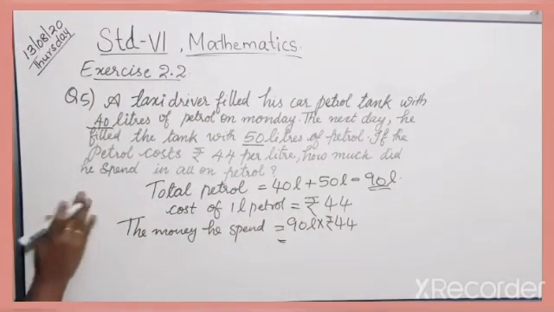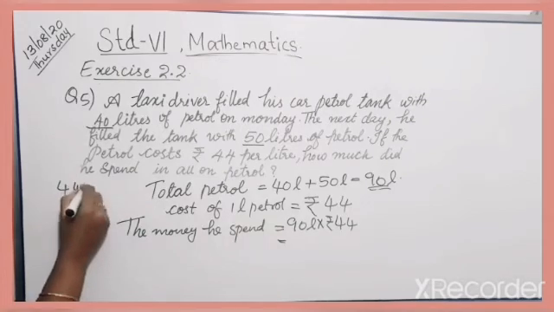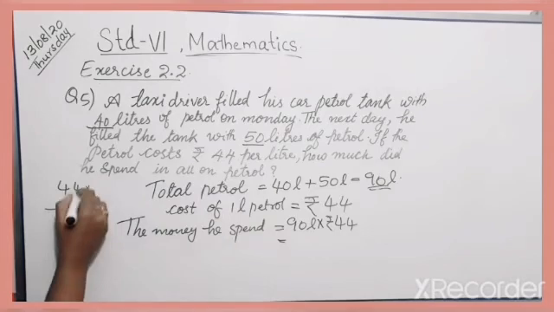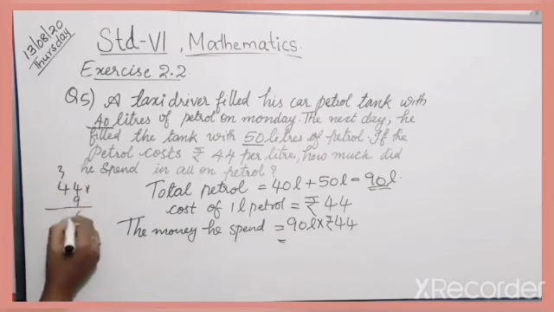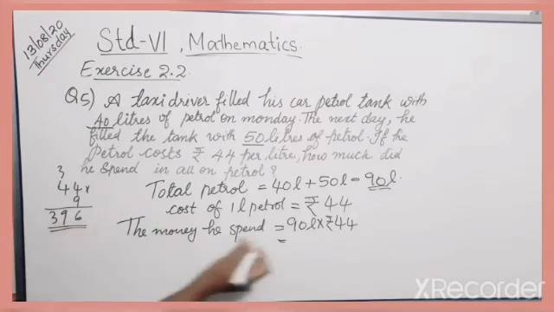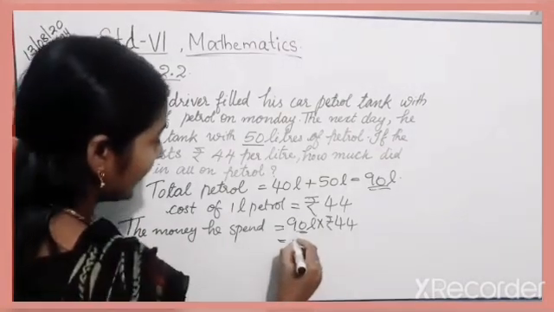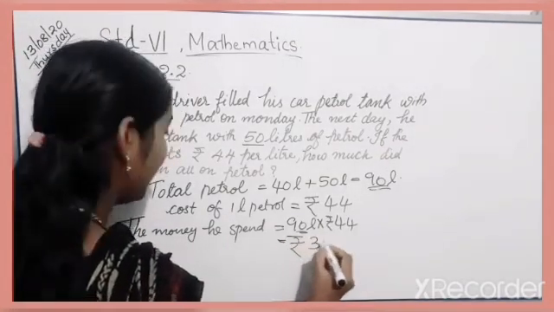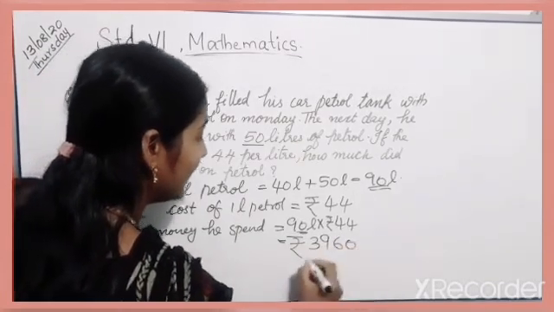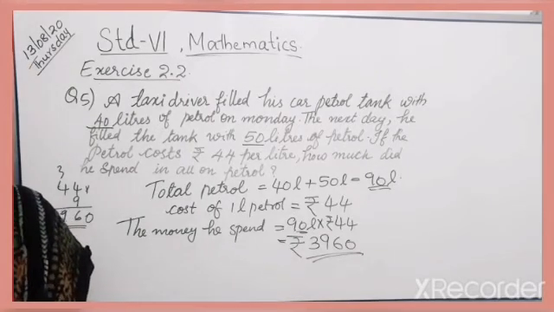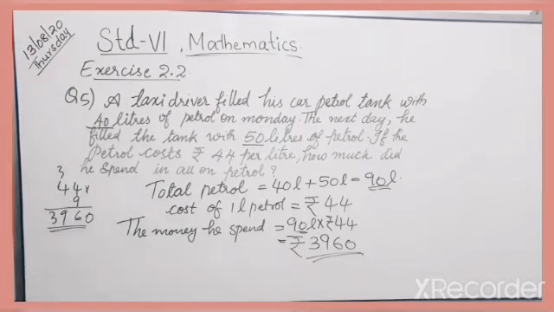Now let's multiply that. 90 into 44. Let's multiply 44 into 9, then you can place 1 zero at the end. 9 fours are 36, 36 plus 3, 39. So 396, and it is 90, so one more 0 is there. 3960. So the total money he spent on it is 3960. Okay, so this is the answer for this question. So clear? Alright, now let's move to the next question.